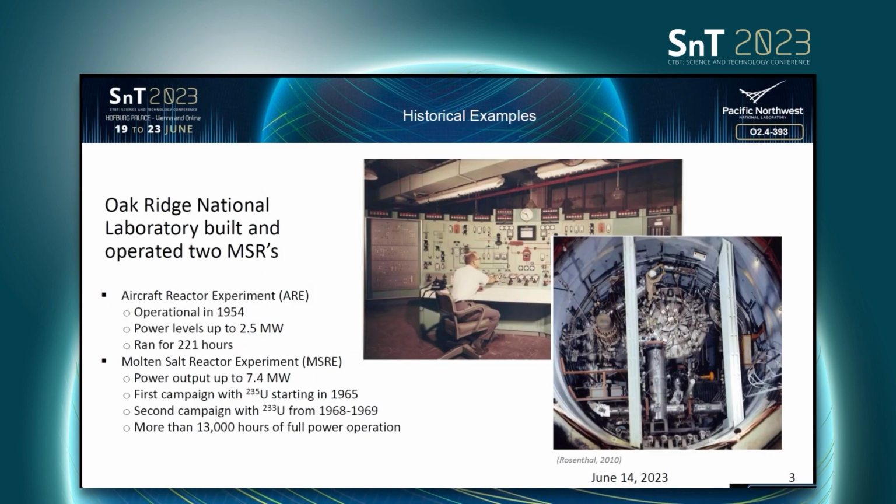I said they were having a bit of a renaissance, and that's because this is not a new idea. Molten salt reactors were developed in the 1950s by Oak Ridge. They ran 2 experiments, the aircraft reactor experiment and the molten salt reactor experiment. The aircraft reactor experiment is exactly what it sounds like. It was a small reactor meant to provide propulsion for an aircraft. The molten salt reactor experiment was a little larger at 7.4 megawatts. You can actually see a picture on the right there of a worker standing on top of the reactor core. Both of these experiments were very successful. They ran for 221 hours on the aircraft reactor experiment and more than 13,000 hours over two different campaigns on the molten salt reactor experiment.